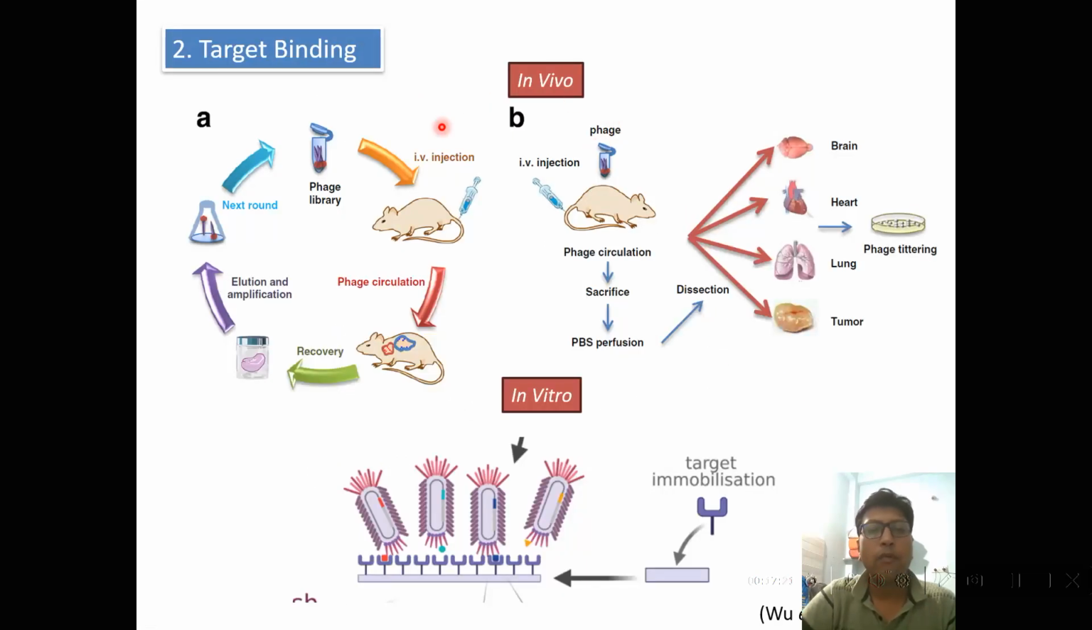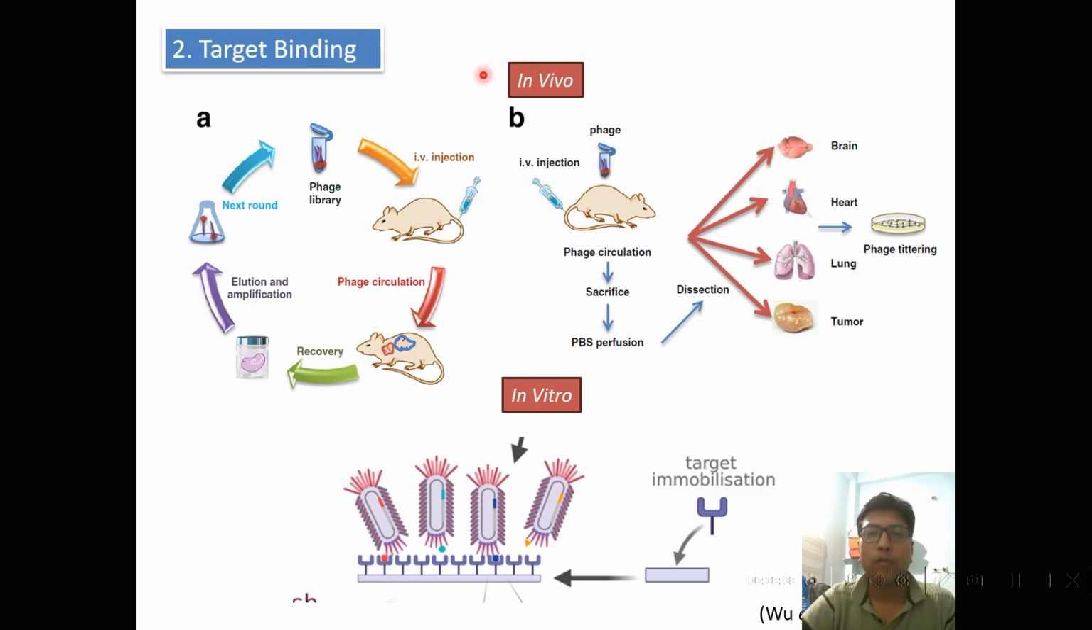The next step of biopanning is target binding. The target binding can be done either by in vivo technique or by in vitro technique. With the help of the in vitro technique, using a microtiter plate or any cell culture plate, the different peptide library of the phages can be used to bind with a particular target. Whatever phage has the strongest binding affinity to the particular target gets eluted, and is used further for the phage display technology.